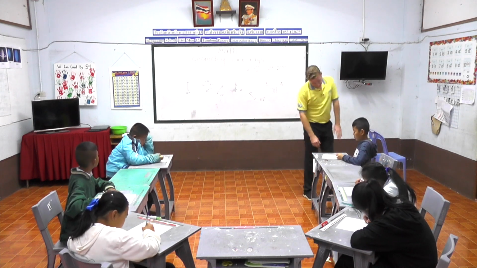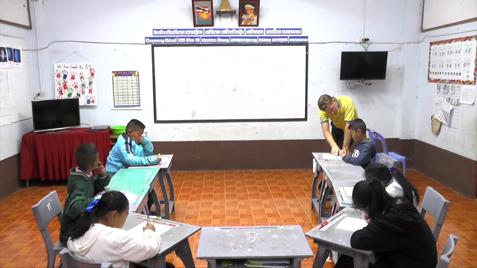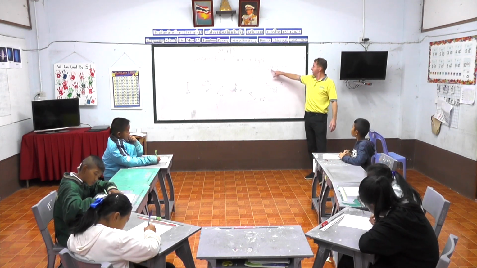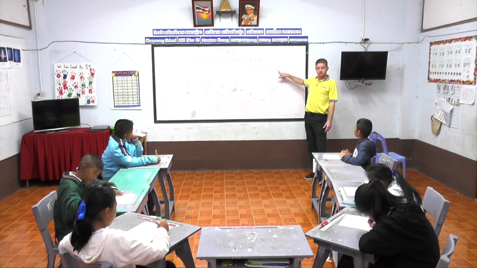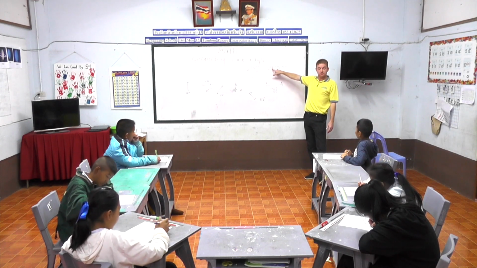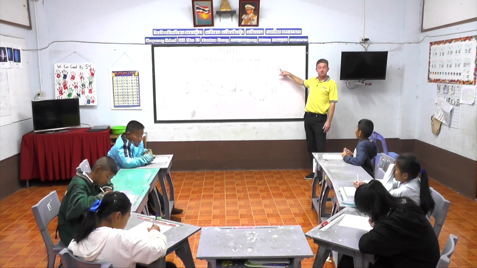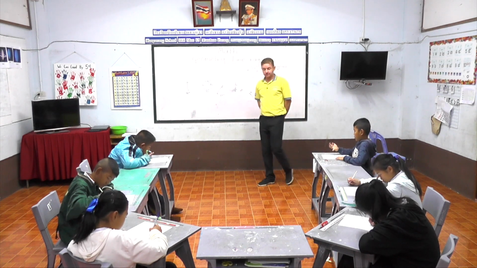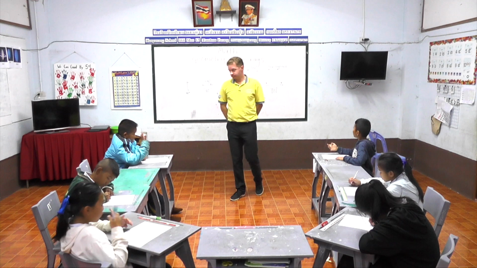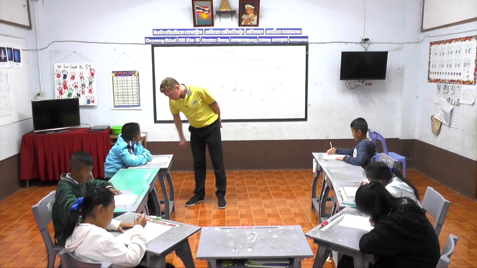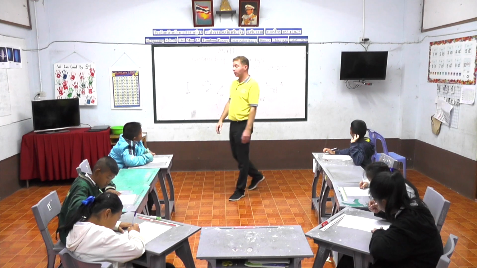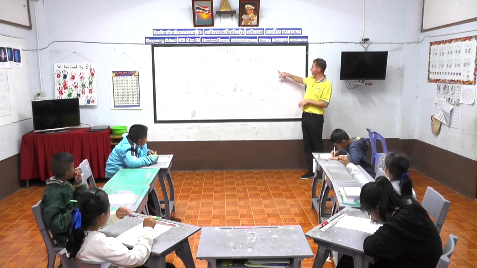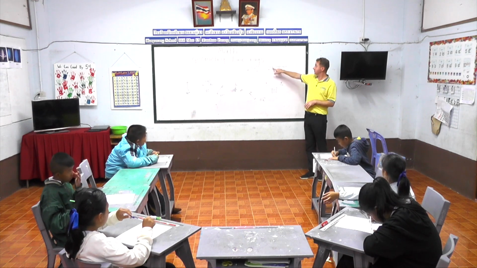Okay, so let's see. So what have we got? 2 points. If it's got 2 points, what does that mean, Bangpon? It's a line segment. 2 points is a line segment. Okay, Net, the first one, how many points can you see? 2. So if it's got 2 points, it's a line segment.